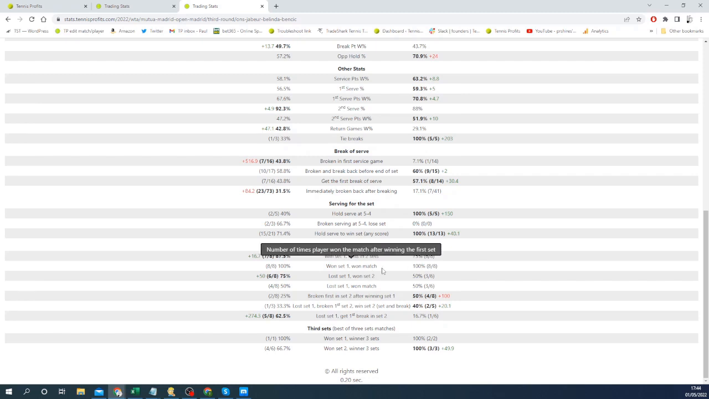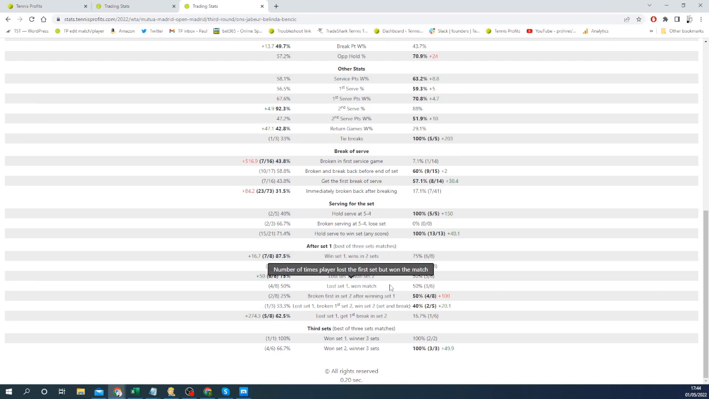If they've won the first set, how often do they win the match? Every time. 8 out of 8 for both. If they've lost the first set, all these are helping us to make the decision: do we lay after the first set? So if they've lost set 1, how often do they win set 2? 3 out of 6 times for Bencic, 6 out of 8 times for Jabeur. So definitely worth backing her if she loses the first set.